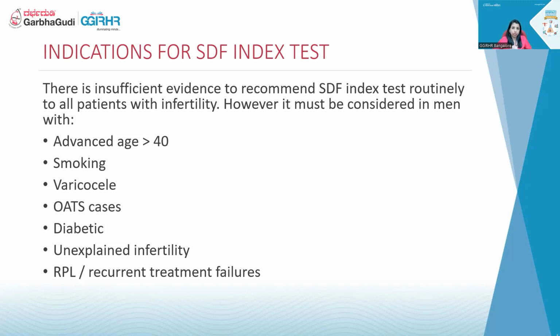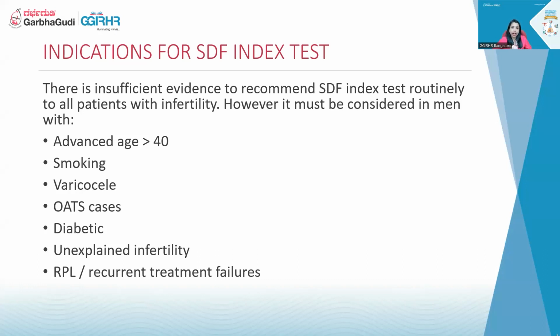However, these are the patients who have to undergo the DNA fragmentation index: if the man's age is more than 40, he gives a history of long-standing smoking, there is a history of varicocele on the scrotal scans, the patient already has oligoasthenoteratozoospermia, the patient is diabetic, the patient has had repeated treatment failures, be it with ovulation induction, timed intercourse, or IUIs, or patients with unexplained infertility where everything seems normal but you still suspect a raised DNA fragmentation index, and patients with recurrent pregnancy loss.